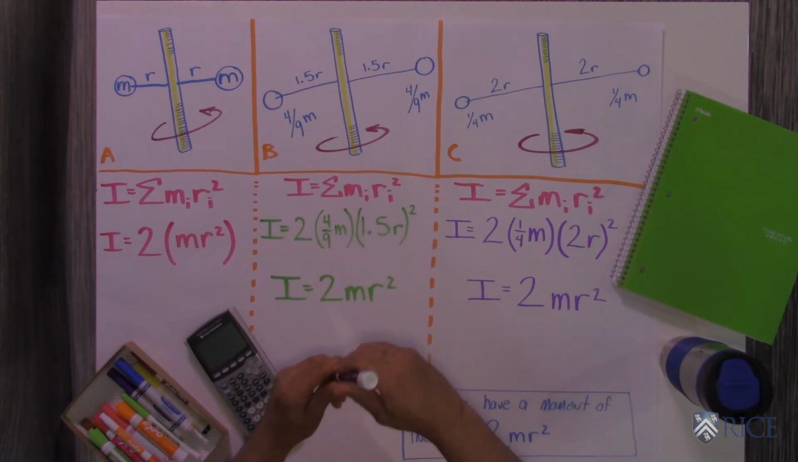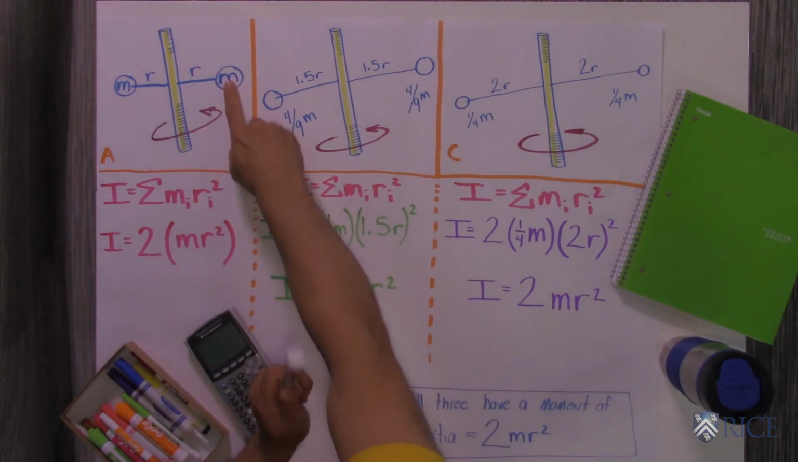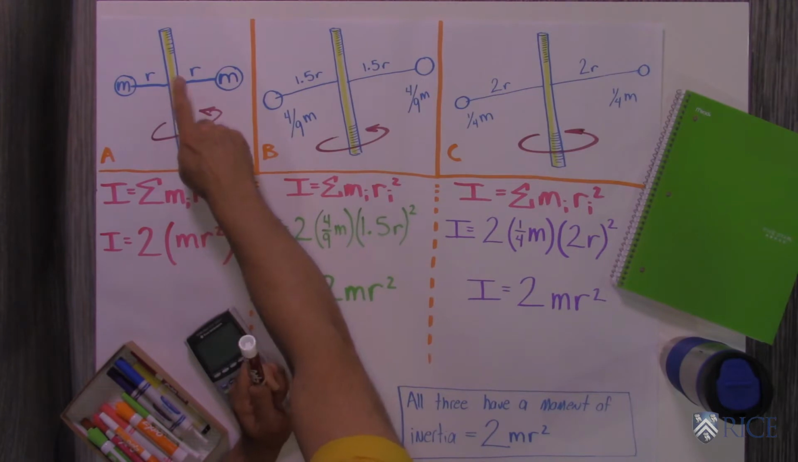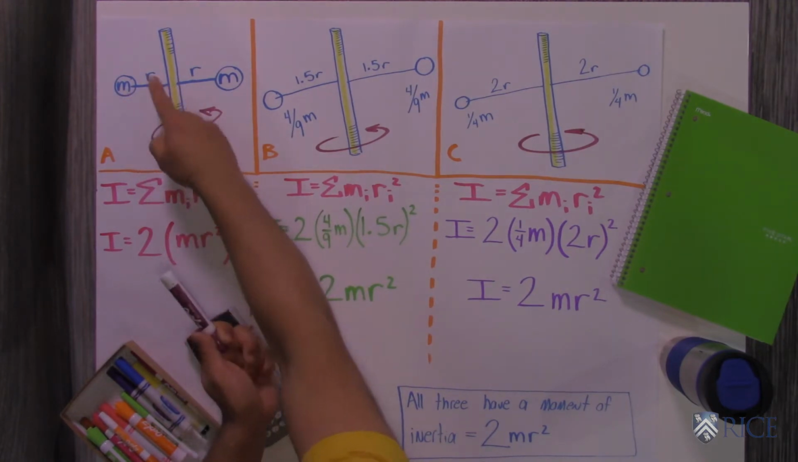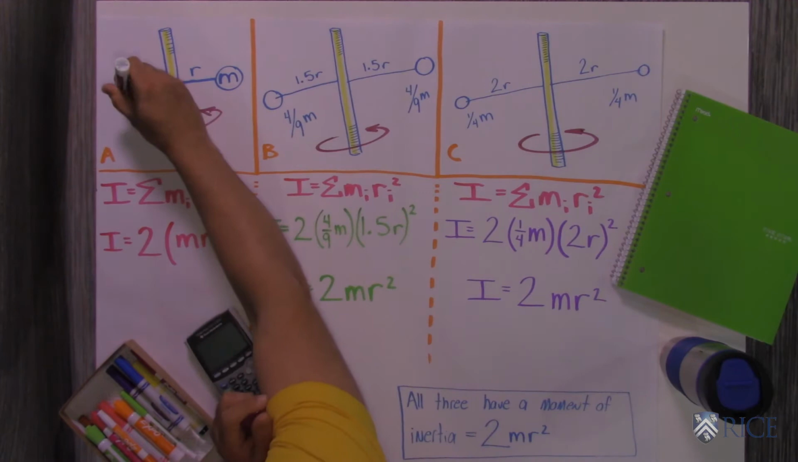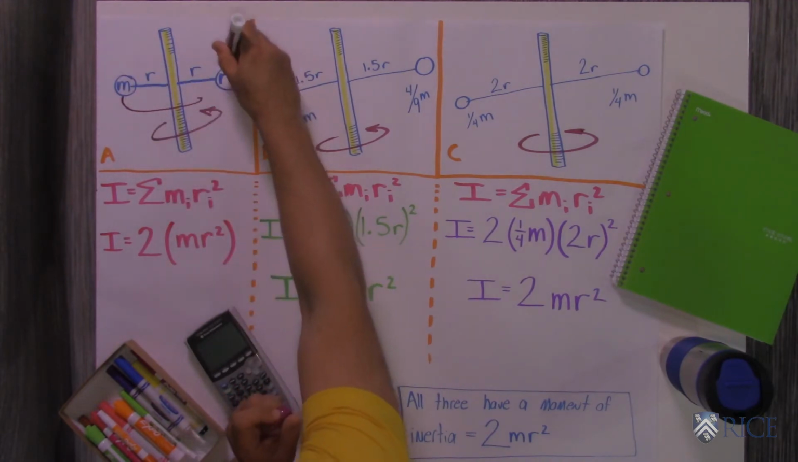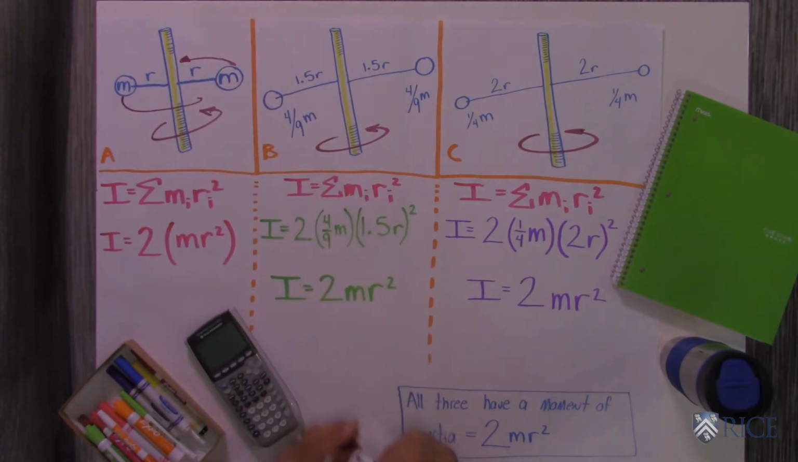Okay. This one has mass m, some distance r away from the center. And on the other side, it's got another mass. How far away is it? r. So this mass is spinning around on that path, and this mass is also spinning around on that path. You've got to find the moment of inertia.